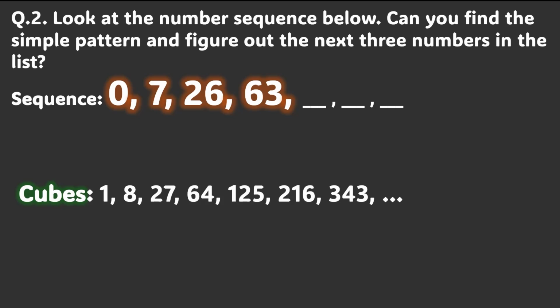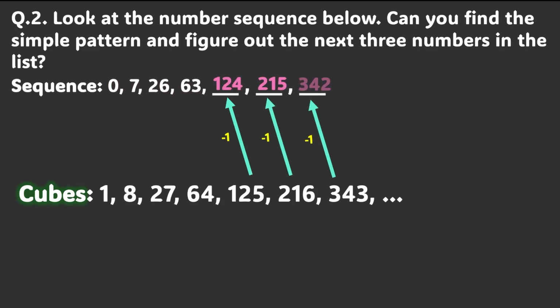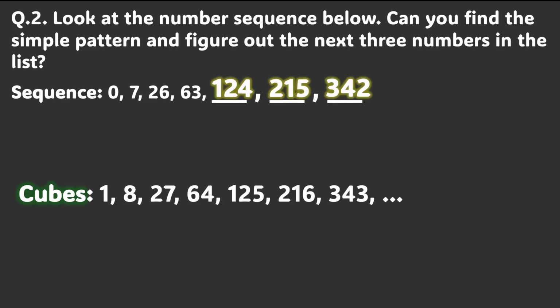Notice that each element in this given sequence is actually one less than the corresponding cube numbers. Now all we need to do is subtract 1 from the next 3 numbers to get the required 3 numbers like this. So our final sequence is 0, 7, 26, 63, 124, 215 and 342.